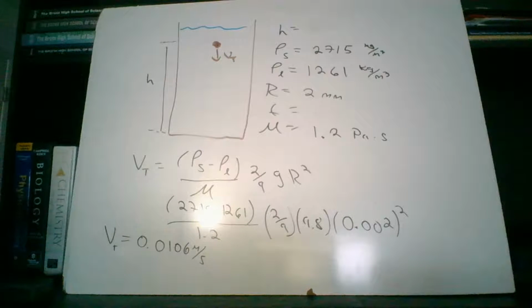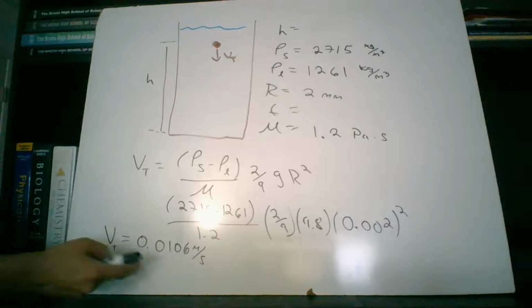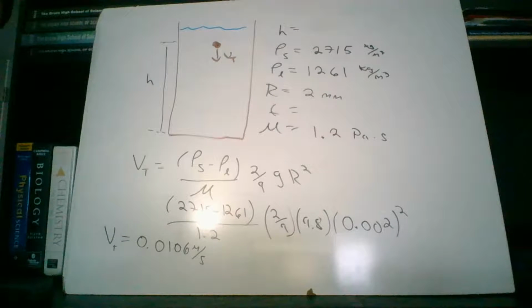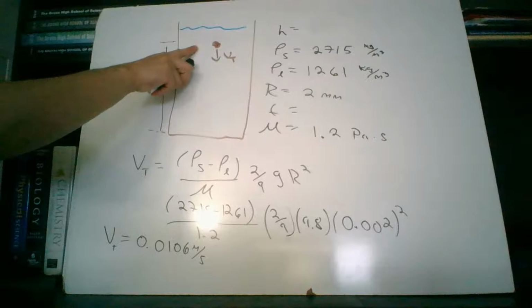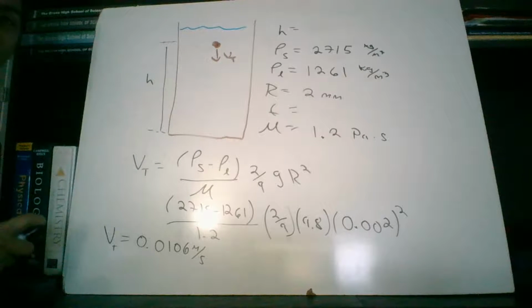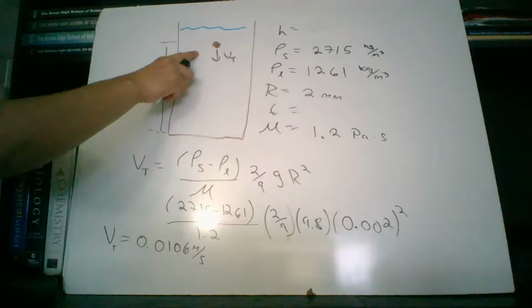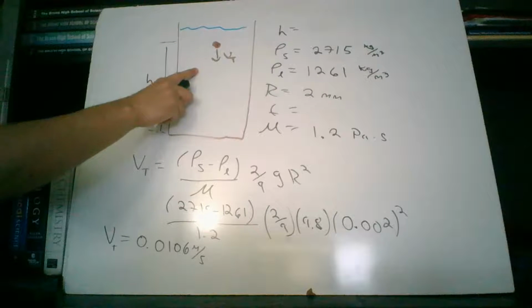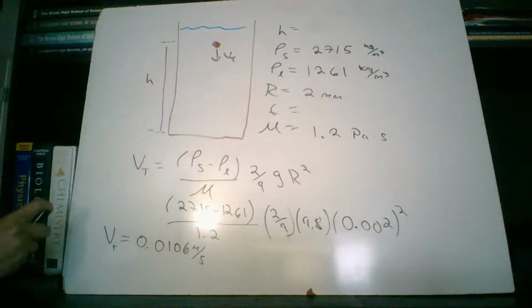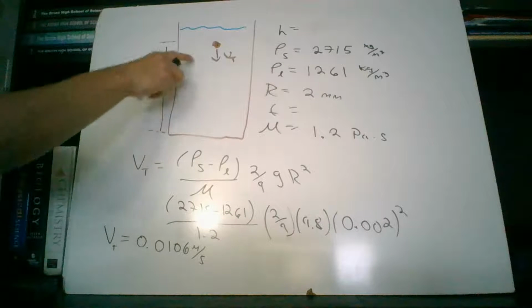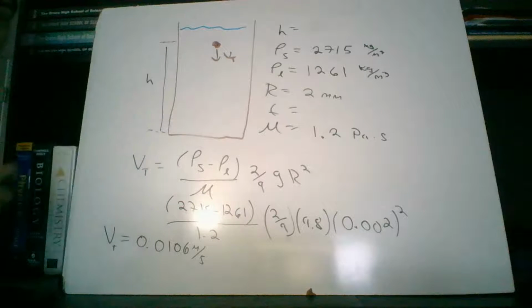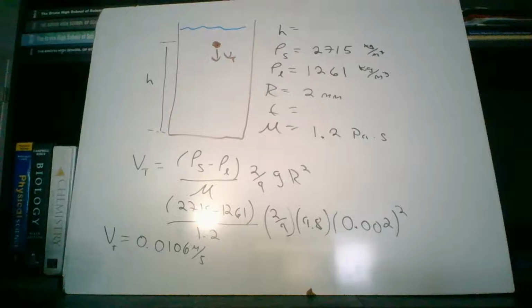Let's make it more interesting. Now that we have the terminal velocity, what I want to know is the acceleration when you've reached half of the terminal velocity. So we know that as this thing falls, it's going to accelerate until it reaches terminal velocity. So what's the acceleration when you are at half of the terminal speed?